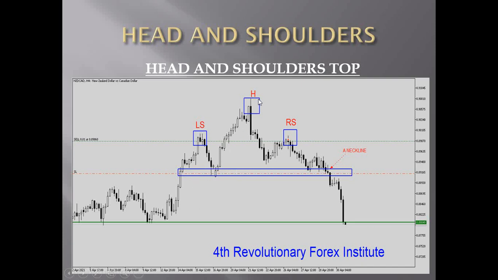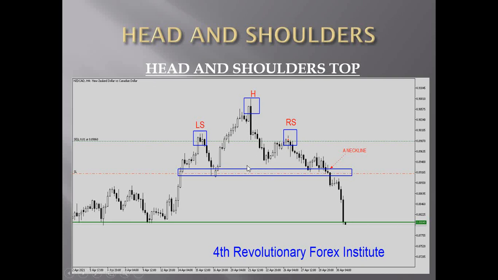Then after the market finds the support level, the market goes up again. Once the market has gone up again, it comes back and nearly tests the neckline. It doesn't have to go straight to the neckline and test it exactly, but it must come close. So after the formation of the head, the market will come back.